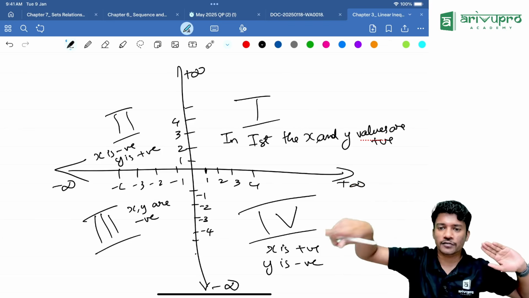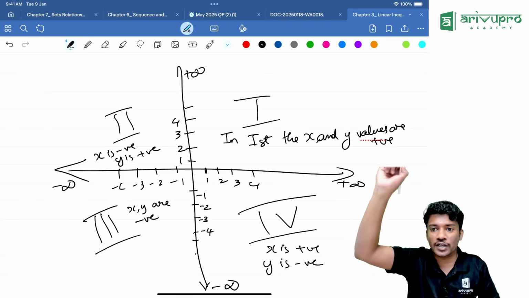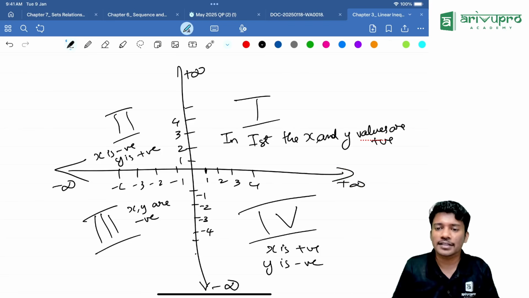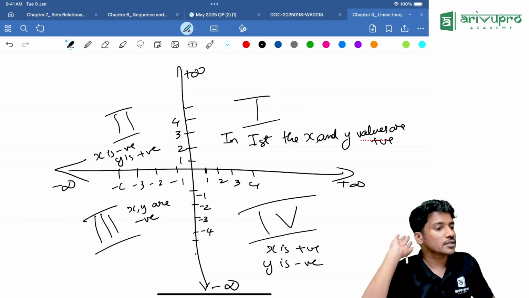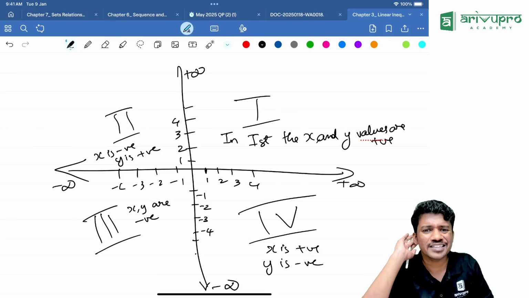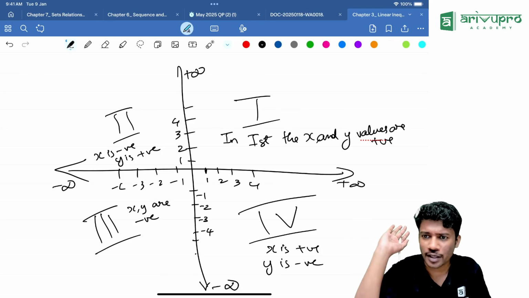We will draw the graph. The only thing we will take is the anti-clockwise direction. First, then second, third, then fourth. Anti-clockwise direction, we will mark the quadrants. Got the point? Why is it called a quadrant? Four equal parts are there. That's why. Yes, quarter.